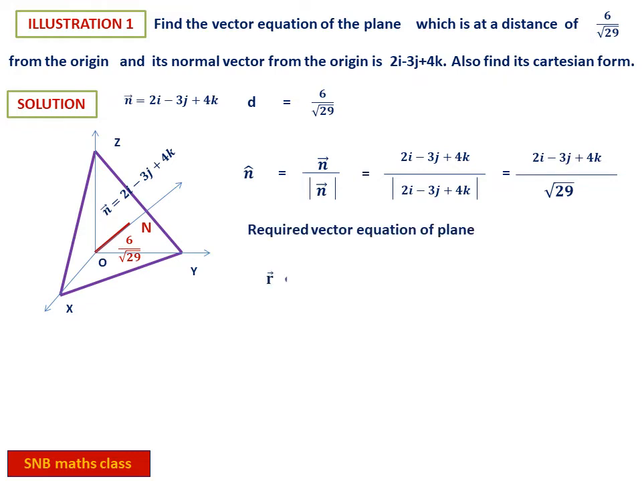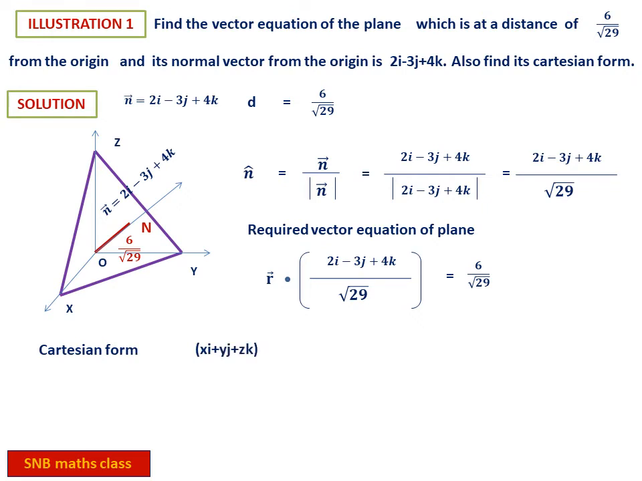Therefore, required vector equation of the plane is R dot, then what is N? N here is 2i minus 3j plus 4k divided by square root of 29. This equal to D, that is 6 by root 29. This is the vector equation of the plane.